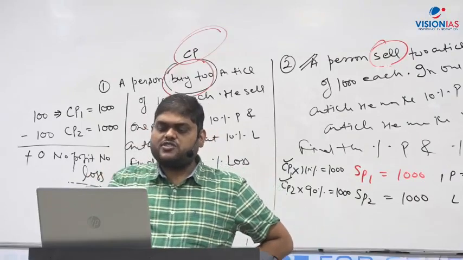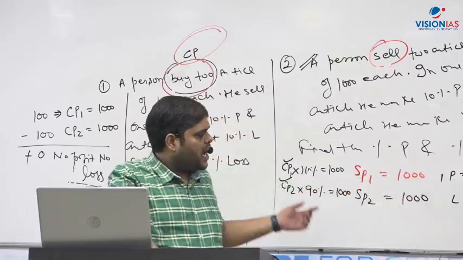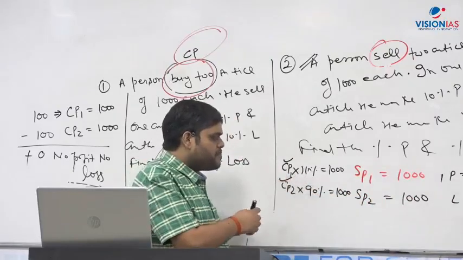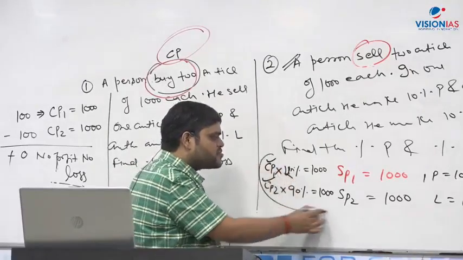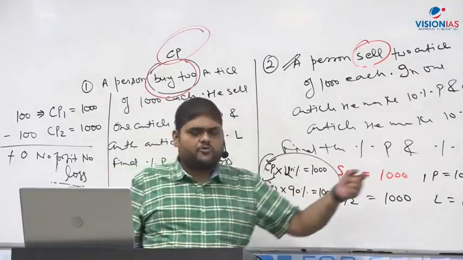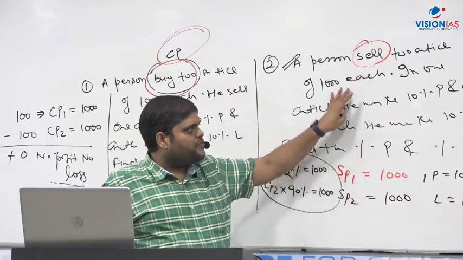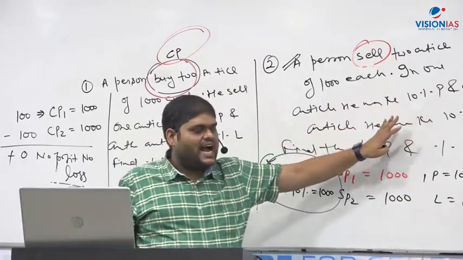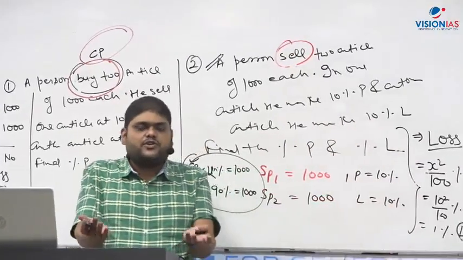If there is a loss of 10% and profit of 20%, you can solve the problem. How can you solve? Loss of 10% and profit of 20%. Then you can solve this. You cannot find out by this way, as simple as that. If suppose a profit of 20% is there and a loss of 10% is there, you cannot apply this method. You cannot use the shortcut.